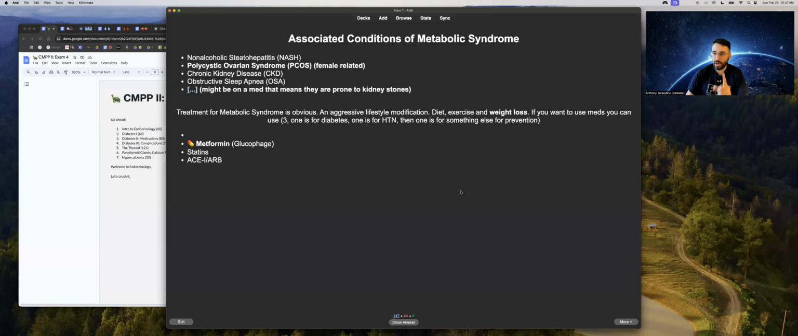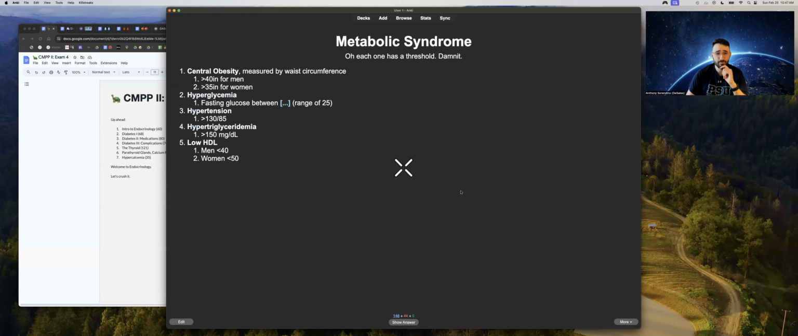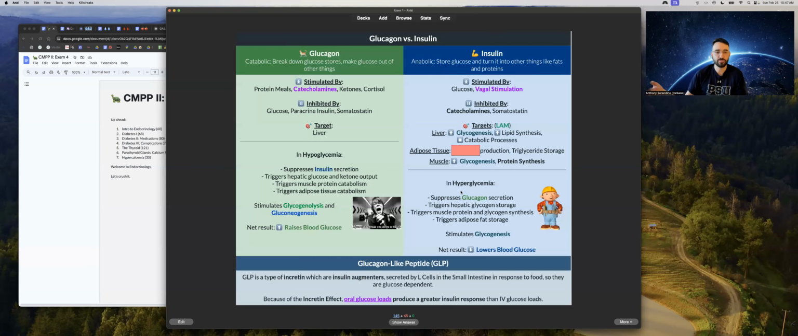Associated conditions of metabolic syndrome. So we already mentioned PCOS. Another one here is going to be like hyperuricemia or gout. Metabolic syndrome. Oh, this is just testing the numbers. All right, hyperglycemia, fasting glucose between, I don't know, 125 to 150, 100 to 125.